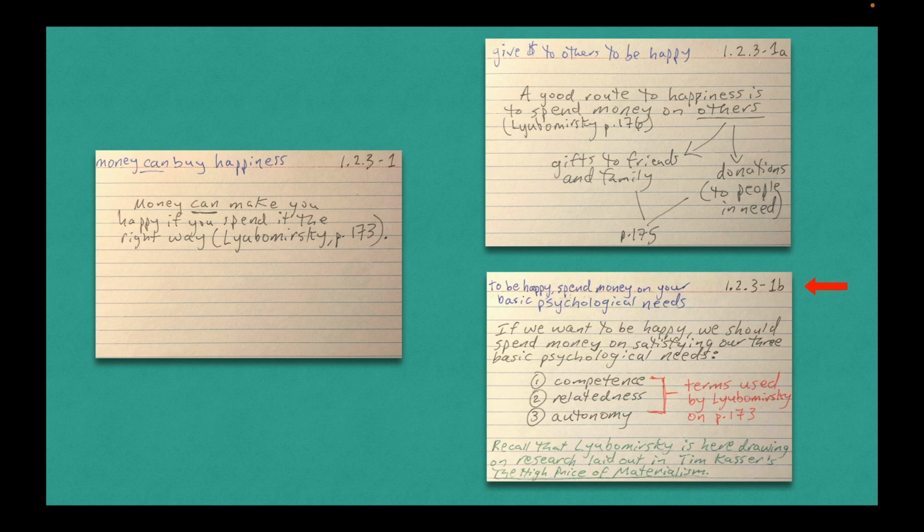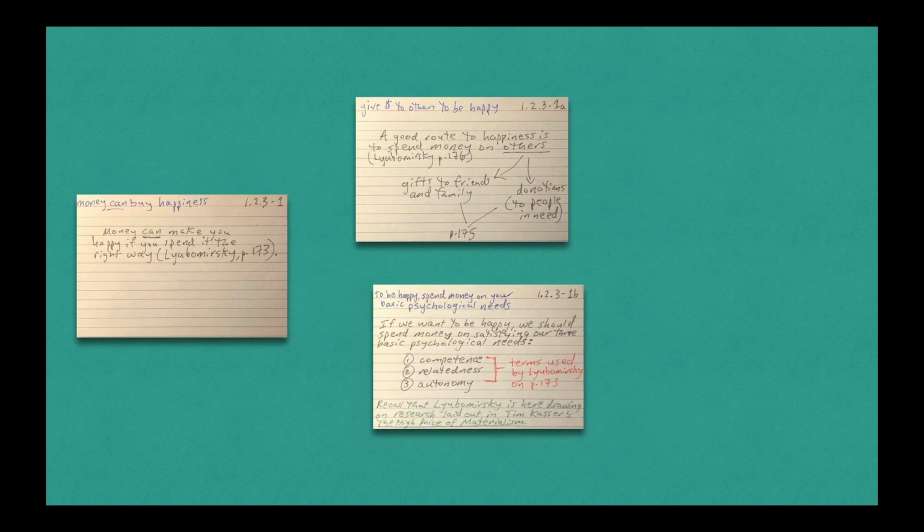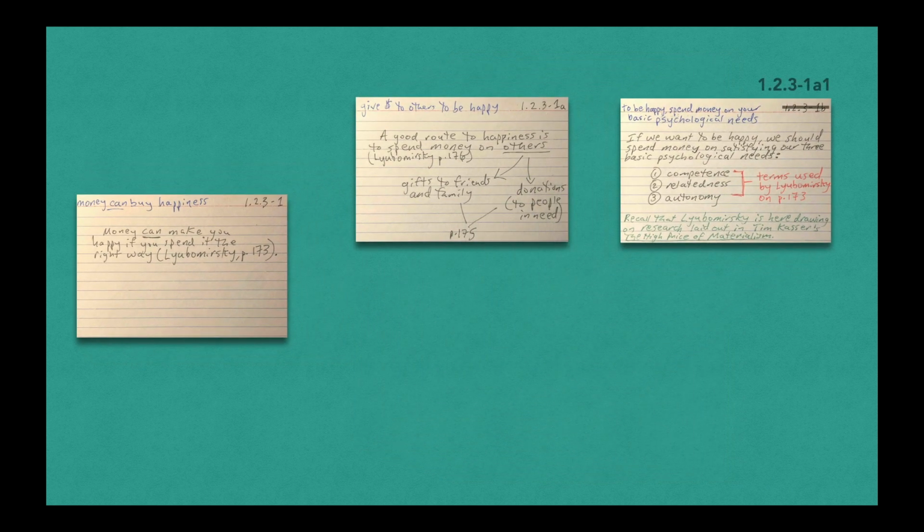The 1A at the end of the card on top signifies that the idea on the card is in some sense a continuation of the idea that's on the card that ends simply with the number 1. The 1B at the end of the card on the bottom also signifies that the idea on the card is in some sense a continuation of the idea that's on the card that ends simply with the number 1. If the card on the bottom were instead a continuation of the one on the top, then the card on the bottom would end with 1A1, not 1B.